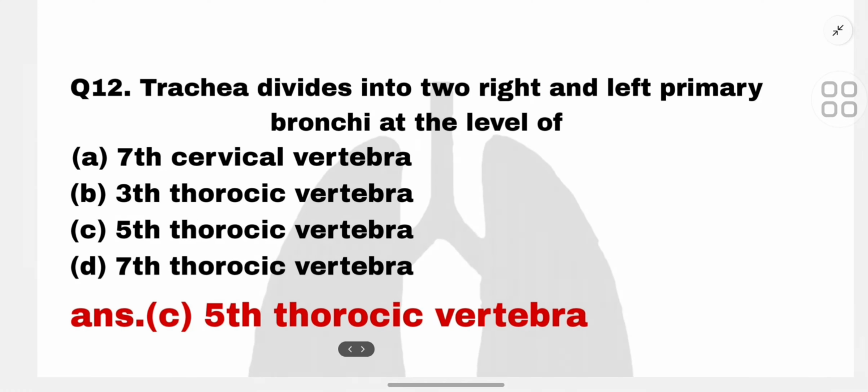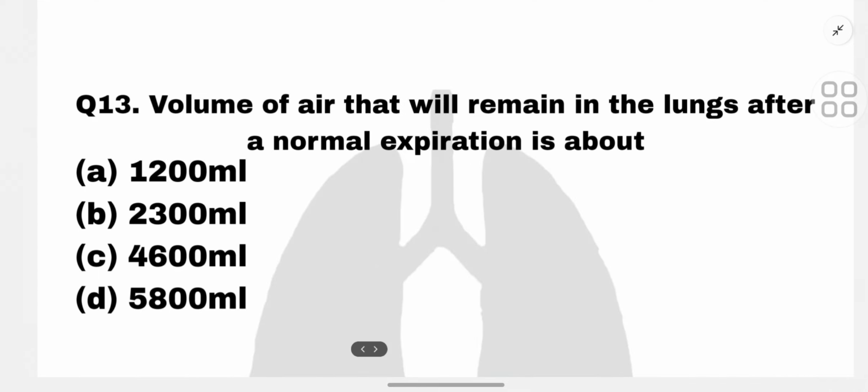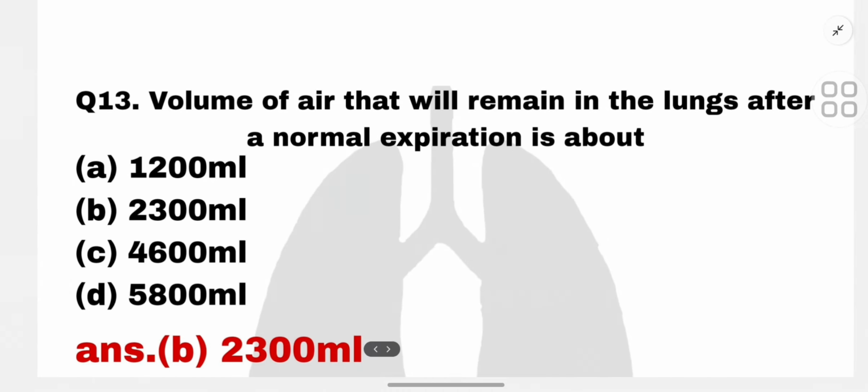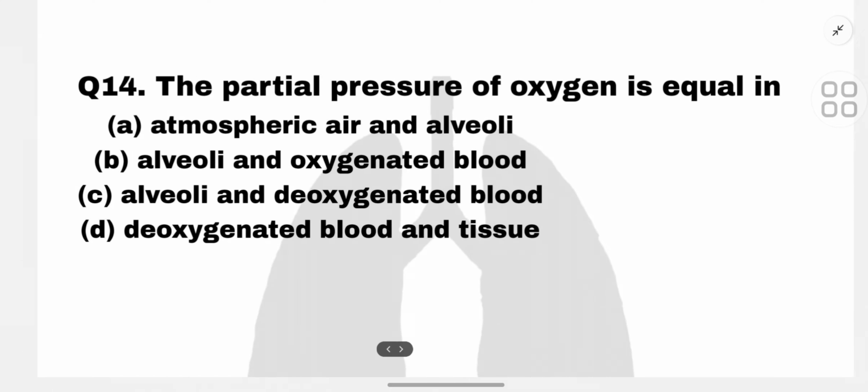So the next question is, the volume of air that will remain in the lungs after a normal expiration is about A. 1200 ml, B. 2300 ml, C. 4600 ml, D. 5800 ml. So the correct answer is B. 2300 ml.